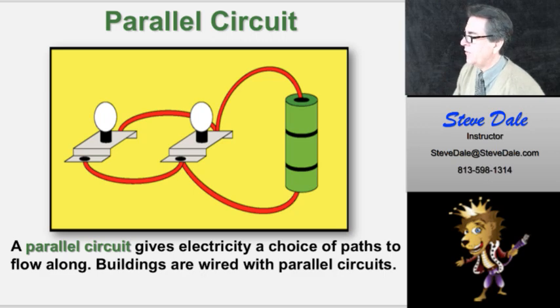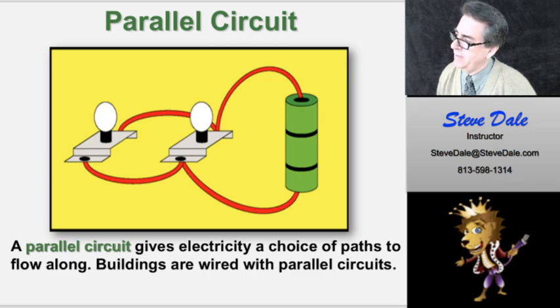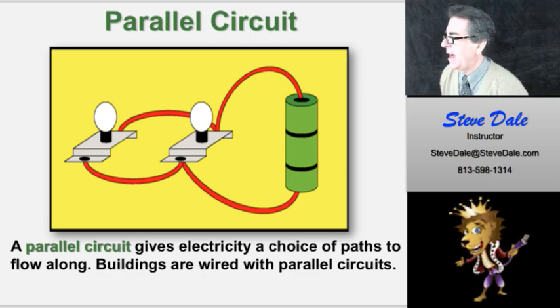Parallel circuits. A parallel circuit gives electricity a choice of paths to flow along. Buildings are all wired in parallel circuits. Okay? A parallel circuit, as you can see from this representation here, of this green being the power supply, the battery, when you go to the first light bulb from one side of the source, and then you go to the second light bulb. So if the wire was broken between the first light bulb and the second light bulb, the first light bulb would still be lit if it was powered.